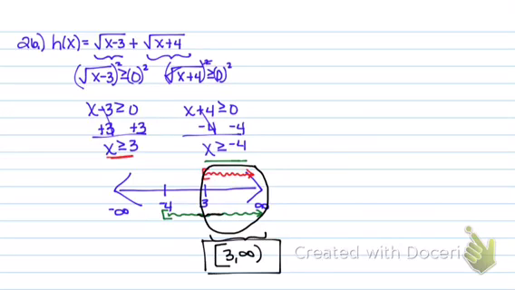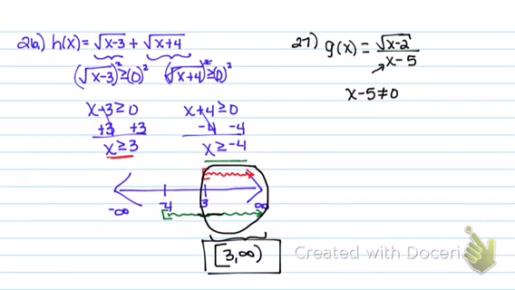All right, what about, I don't know, how about 27? 27 says g of x equals the square root of x minus 2 over x minus 5. Well, we have two issues going on here. One, we have a fraction, so we know x minus 5 cannot equal 0. And we have a square root, so we know the square root of x minus 2 has to be greater than or equal to 0. So we're going to solve them both. So we find that x cannot equal 5.